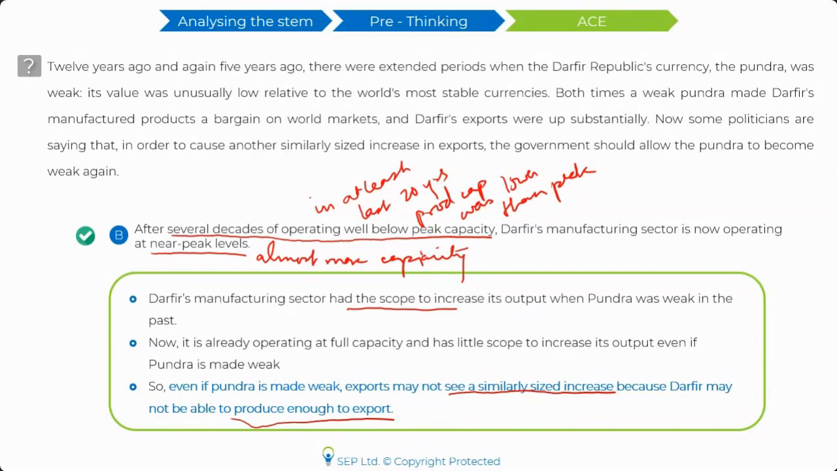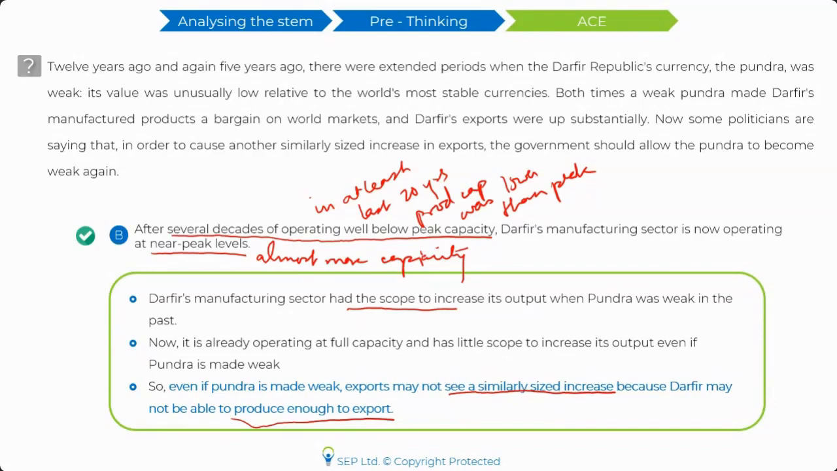I want all of you to understand where you went wrong. Per B, if you look at the first portion of B, after several decades of operating well below peak capacity, what does this mean? That in the past, if Darfield's manufacturing capacity was, let's say, 200,000 units, it was producing well below that. So let's say it was just producing 100,000 units, all right? And when at that point of time Pundra became weak, Darfield was able to produce more, in order to export more, because it still had that maximum capacity which it was not utilizing. Clear? First, understand this. In the past, it had the machinery, the infrastructure to produce more, but it was not producing that much. So, in the past, when the Pundra was made weak, Darfield increased its production and was able to export a lot. Okay?